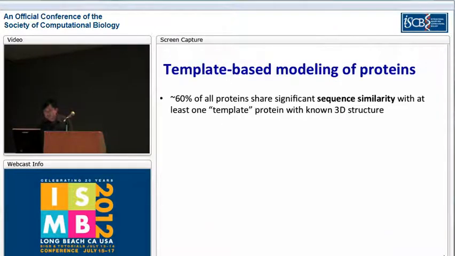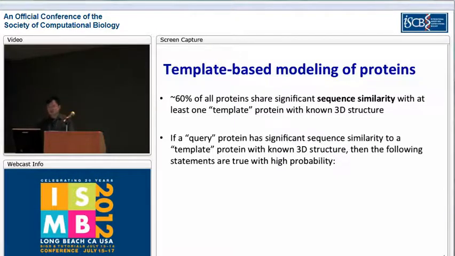So it turns out that homology modeling is surprisingly effective. Based on estimates from databases such as PFAM and Superfamily, more than half of all proteins share significant sequence similarity with at least one structure template protein in the Protein Data Bank.